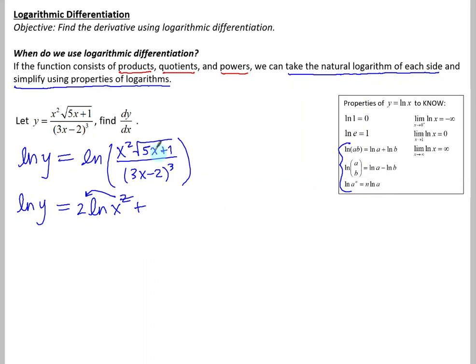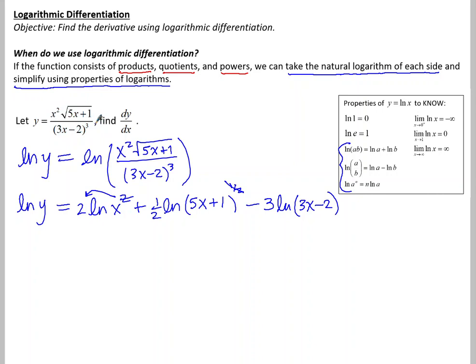plus, because this is a product, the natural log of 5x plus 1, which would be to the 1/2, but again, using that power property, I'll write that exponent as a coefficient of the log, minus, because I'm dividing, the 3 for the exponent, right away I'm going to put in front, natural log of 3x minus 2. Now it looks like we've made things more complicated because there's so much more, but we have individual terms that are simpler than that one original entire expression.